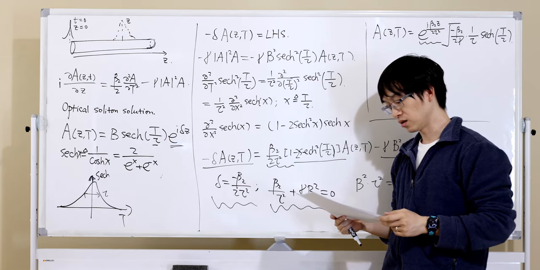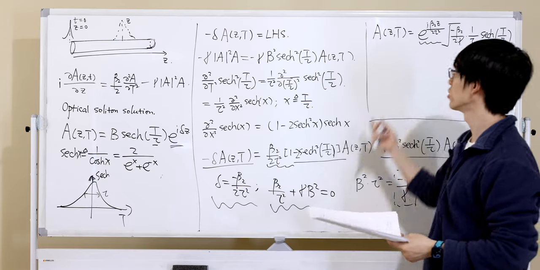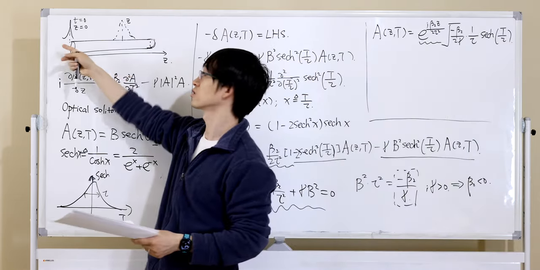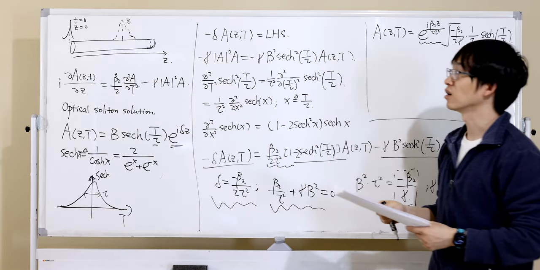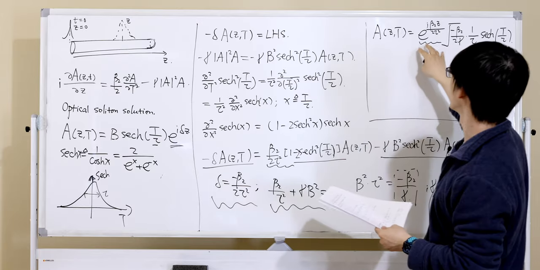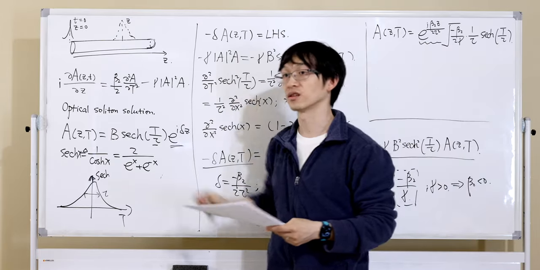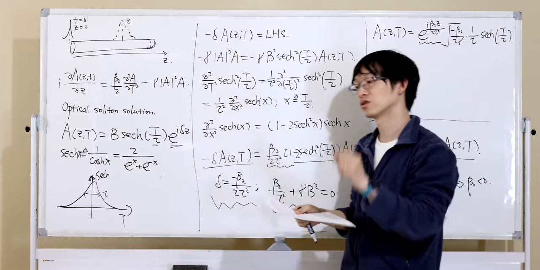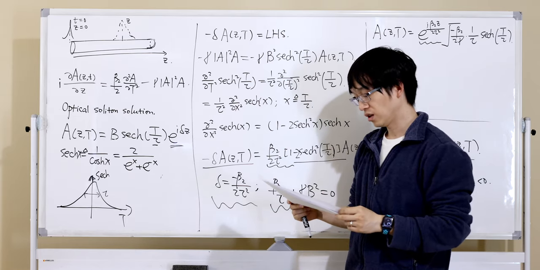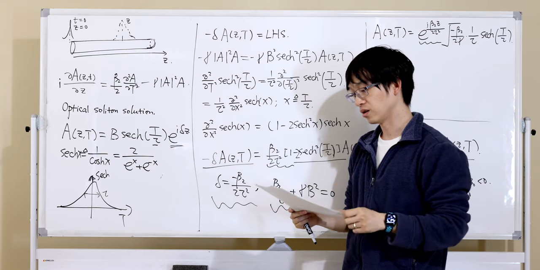The second discussion is, what if the waveform I launch here is not the ideal waveform for soliton propagation? That's very common, right? When you launch light into a piece of fiber, you mess up a little bit.